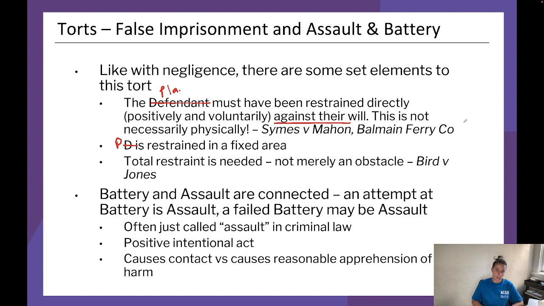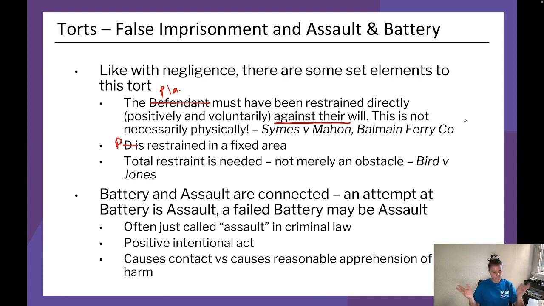Positive is also quite interesting here, in that it can't just be you're chilling, like someone comes up to you and bumps into you and it's like, oh, you just battered me. However, inaction can sometimes be a positive act.